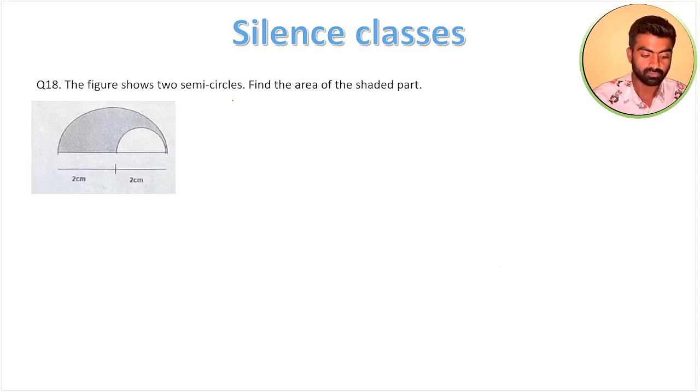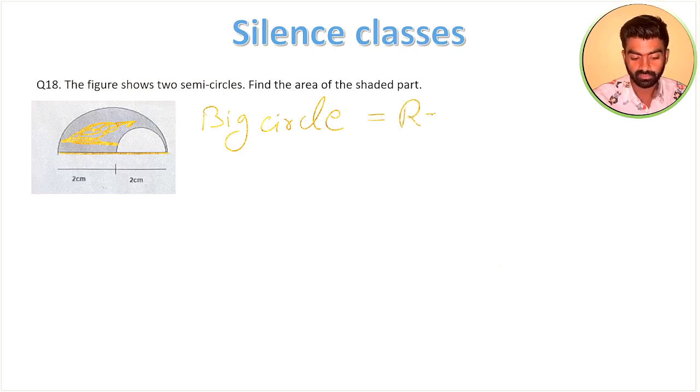Over here in this figure, 2 semicircles are given. Find the area of the shaded part. We have to find out the area of this shaded part. It is given over here, you can check, the diameter is given to us. If I place the center point, because both are equal, 2 centimeter and 2 centimeter, it means the radius of the big circle is 2 centimeter. For the big circle, r is equal to 2.